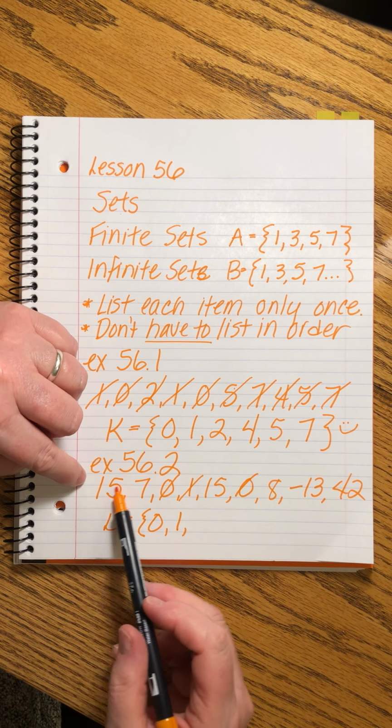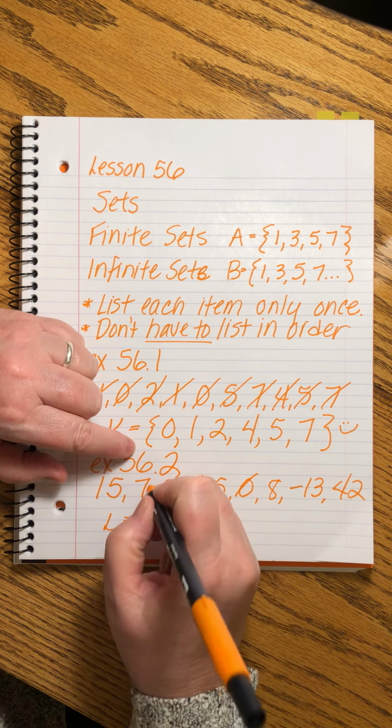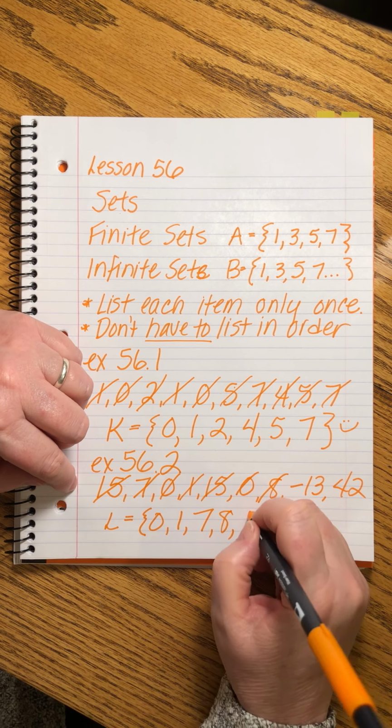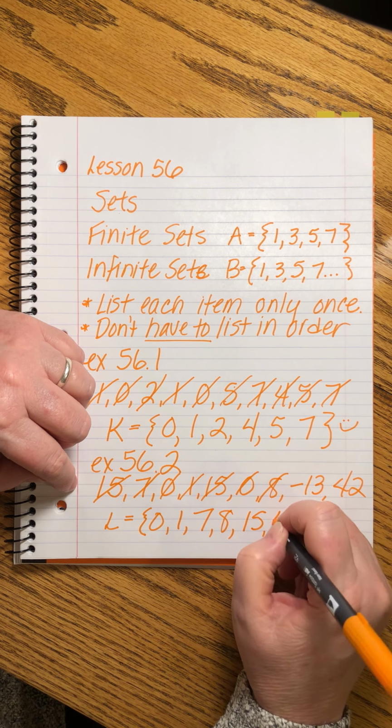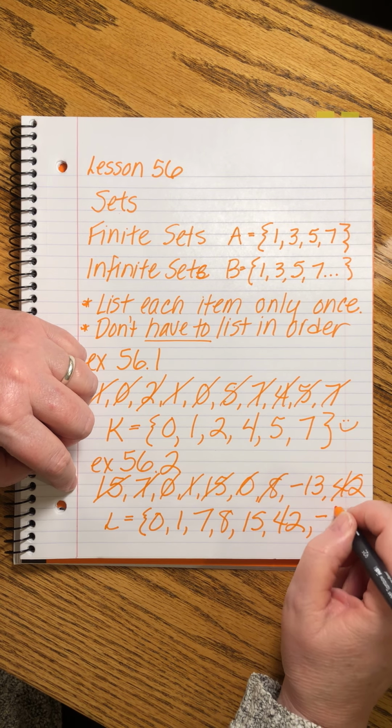And I look through and go, okay, it skips quite a few numbers here. The next one is 7. Then we have an 8. Then we have a pair of 15s. I'll write that once. Then we have a 42. And then I go, oh no, I missed the minus 13. So I can just add that at the end.